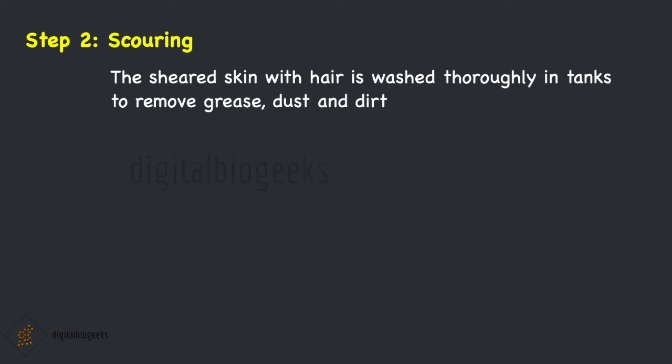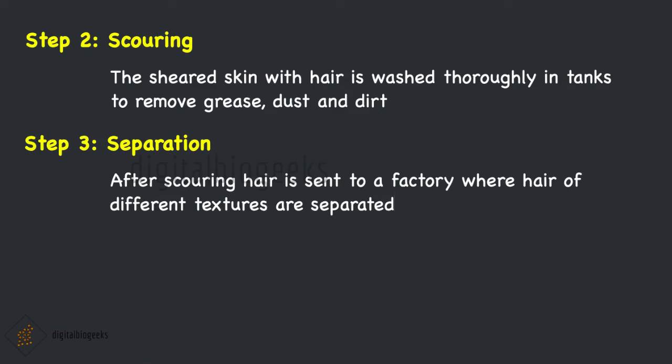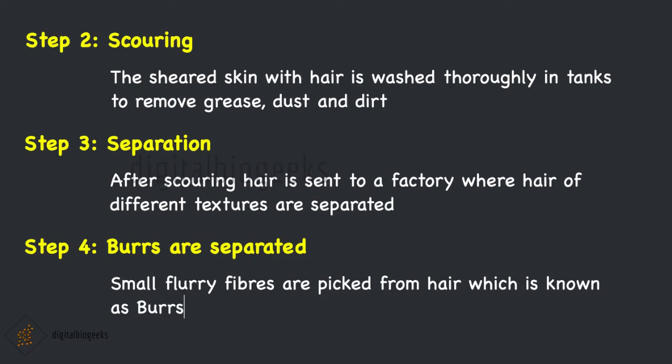This is called scouring. Nowadays, scouring is done with the help of machines. The whole hair will not be of same texture. So after scouring, the hair is sent to a factory where hair of different textures is separated. The small fluffy fibers are picked from the hair. These fluffy fibers are called burrs. Sometimes these burrs appear on sweaters.